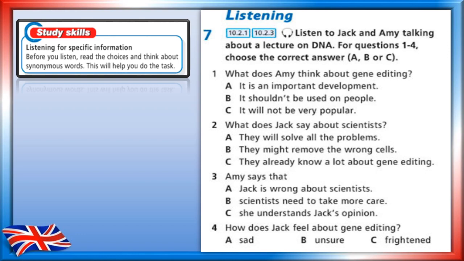Okay, very good. Please, for questions 1-4, choose the correct answer A, B, C. Thank you very much.